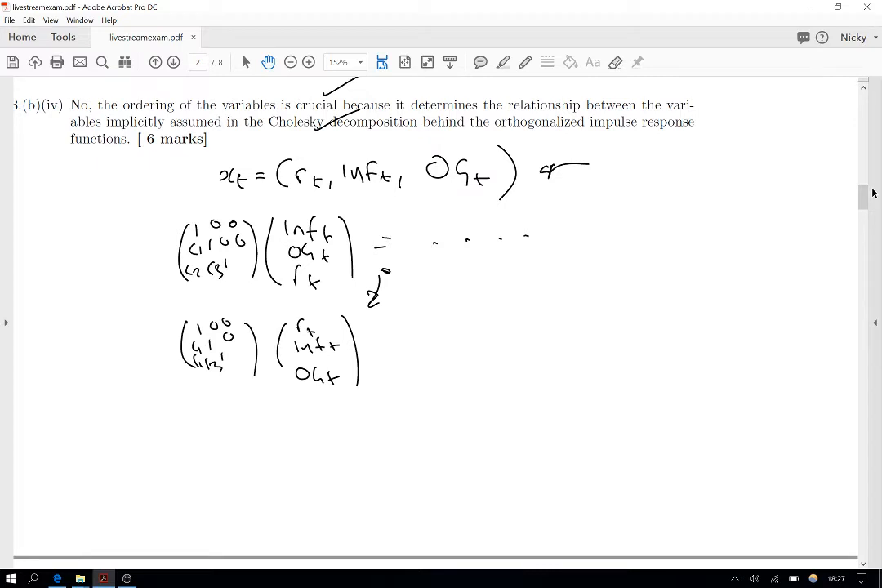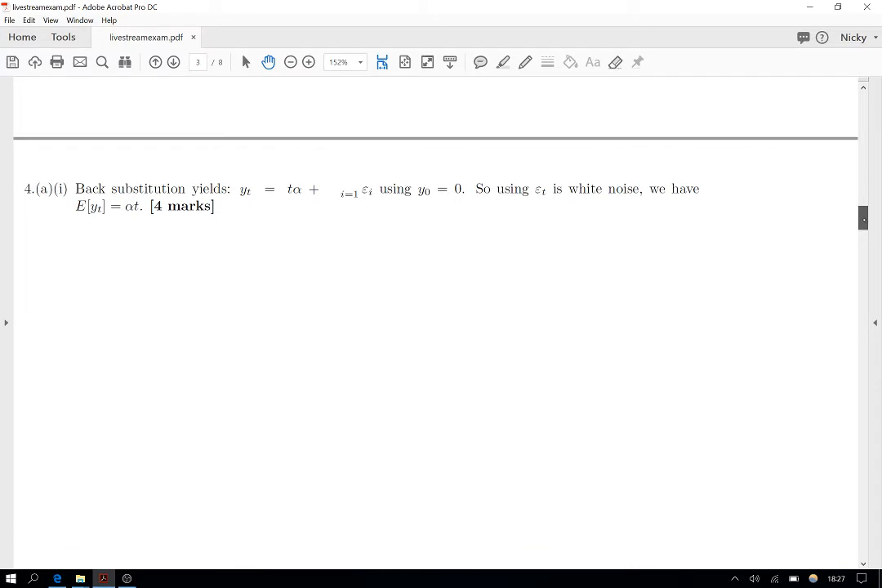So we're going to move on now to question 4, which was about unit root processes. The first part, question 4 part A, is relatively textbook type material. That should be the sum from i equals 1, 2, up to t.